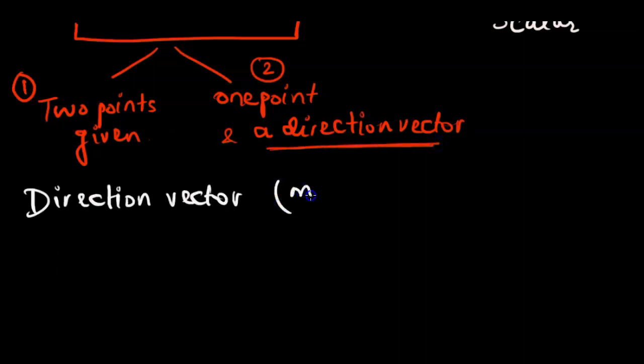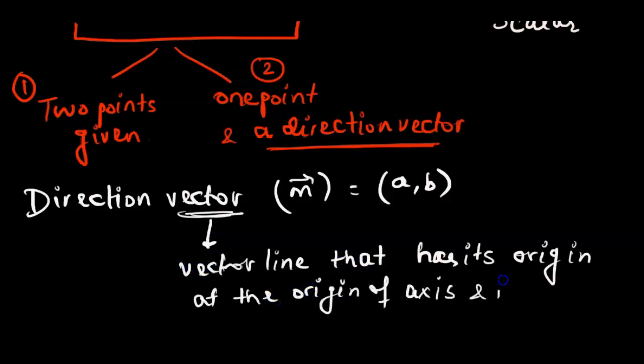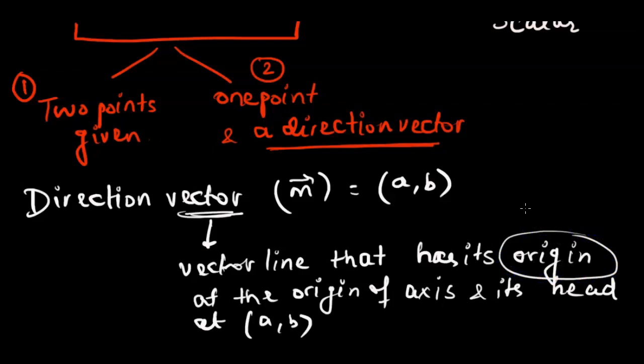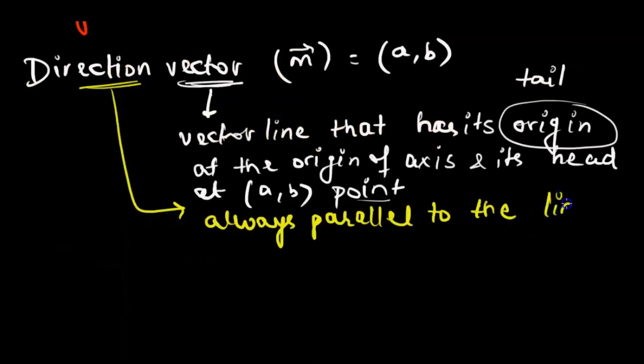Now a direction vector is represented with m, with a vector arrow on top because it's a vector, and it is written in point coordinate form, so (a, b). Always remember, a direction vector is nothing but a vector line that has its origin at the origin of the axis and its head at (a, b). So we can call the origin, or the start point, or the tail, at the origin of the axis and its head at (a, b), and we know (a, b) is going to be a point. One more thing you have to remember here is that the direction vector is always parallel to the line that you're writing the equation for.